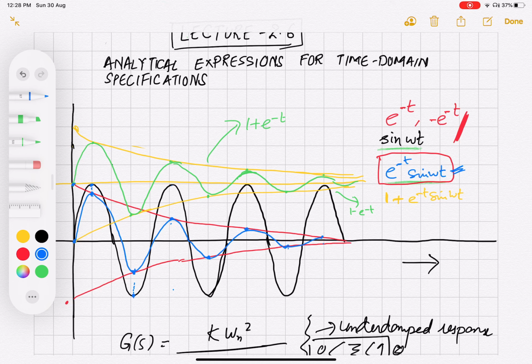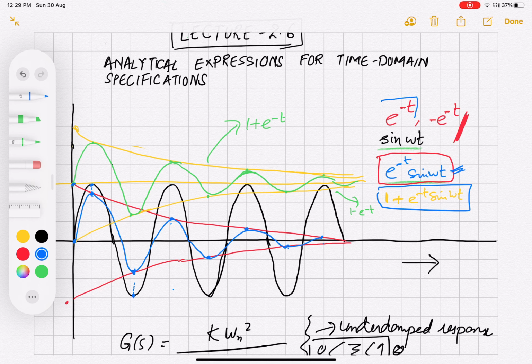Similarly, if I have a more complicated waveform now, which is 1 plus e to the power minus t sine omega t, then I have to shift this whole waveform up by 1. So what I have done here, I have shifted this whole waveform. So this yellow and green that you see is the same curve that I have shifted up by 1. And now I can see that earlier my waveform, the blue colored one, e to the power minus t sine omega t, was between two envelopes.